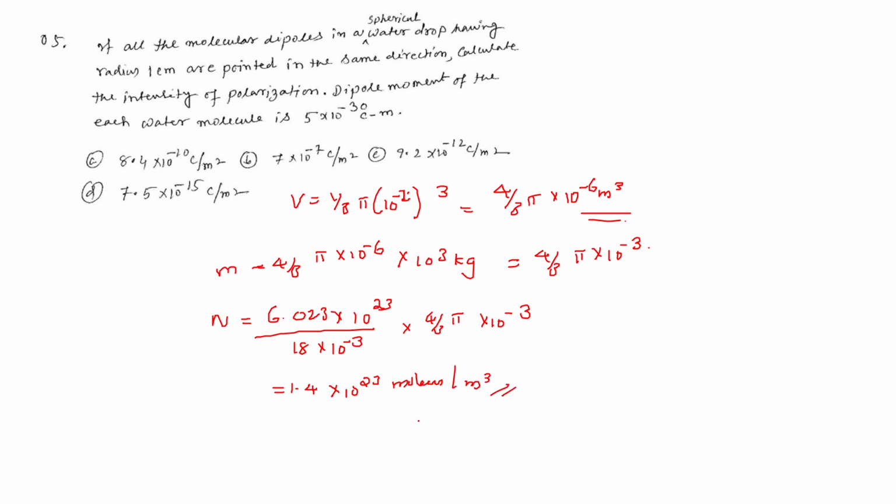Okay, now the intensity of the polarization, capital P, that will be N into mu E, that you can write as 1.4 into 10 to the power 23 into mu E value 5 into 10 to the power minus 30. So find the answer for this and let me know which one will be the correct option. Then we will go to the next problem. Okay. So what are the simple questions? You have to just go through the formulas once. That's it.